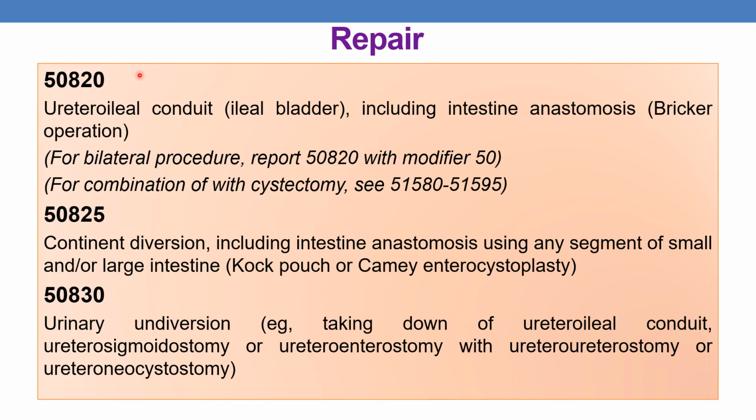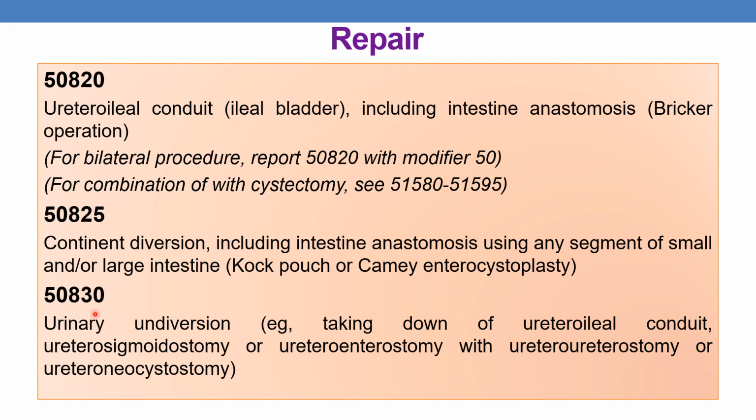The next is 50820. Ureteroileal conduit, ileal bladder, including intestinal anastomosis, for example, Bricker operation. And for bilateral procedure, report 50820 with modifier 50. For combination with cystectomy, report 51580 to 51595. The next is 50825. Continent diversion, including intestine anastomosis using any segment of small and or large intestine, for example, Kock pouch or enterocystoplasty.